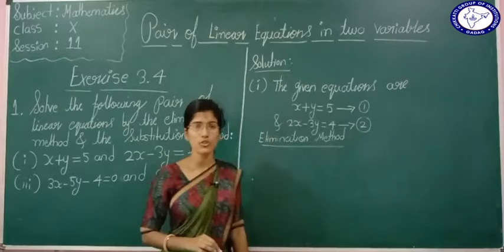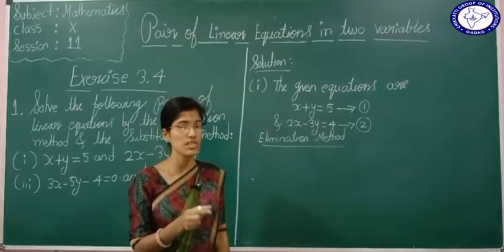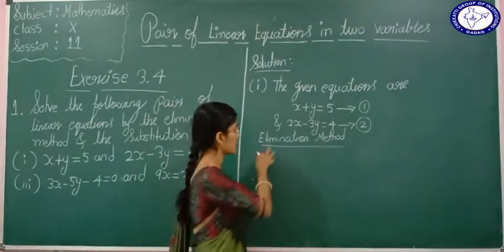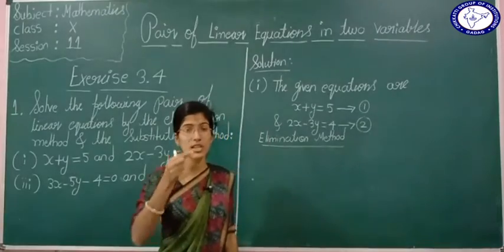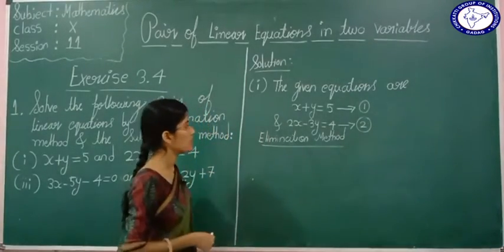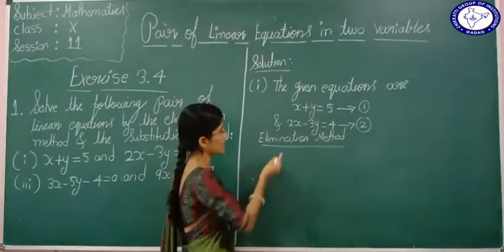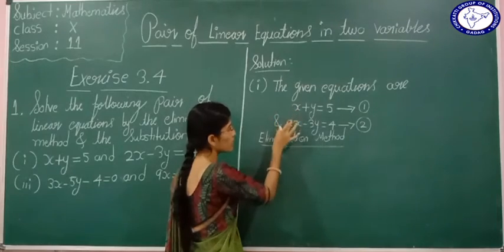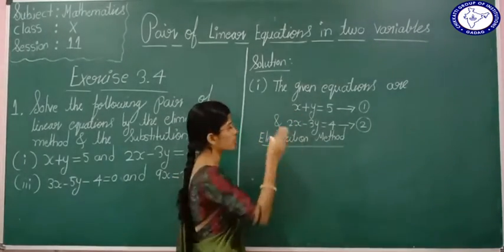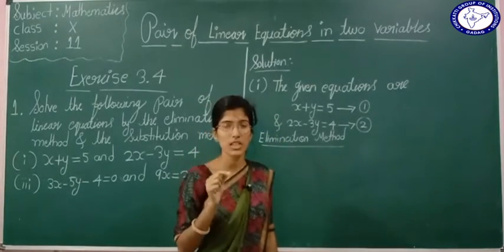So don't confuse between the elimination method and the substitution method. Okay students, the elimination method means here we are going to eliminate one variable. The word itself indicates that we are eliminating something here. Now see here how to eliminate. Suppose if you want to eliminate x, the coefficient of x should be the same. If you want to eliminate y, the coefficient of y should be the same. That is the first idea in the elimination method.